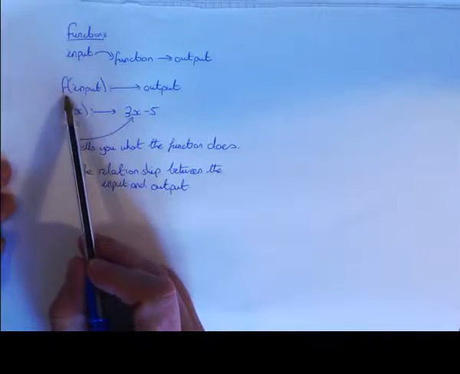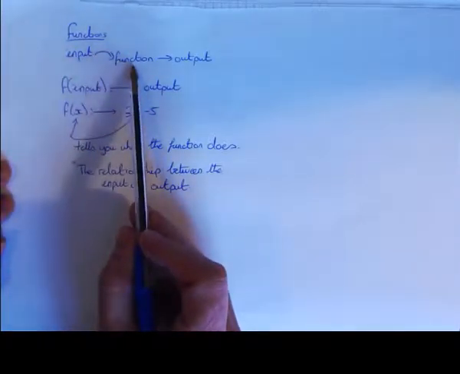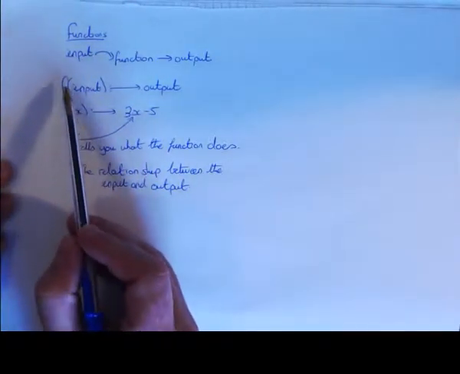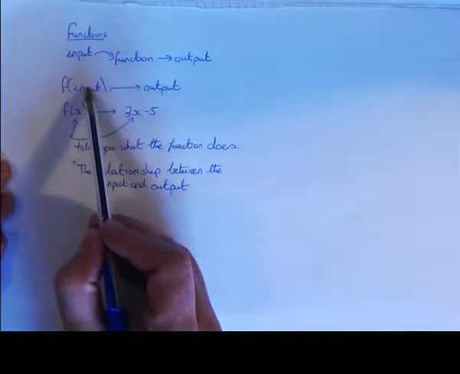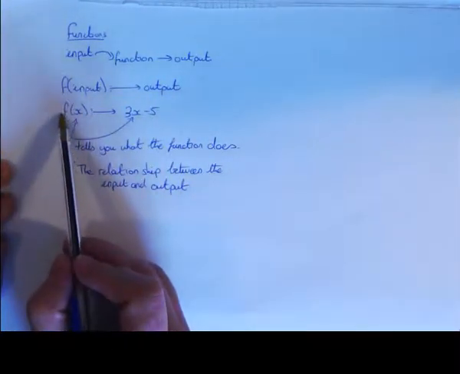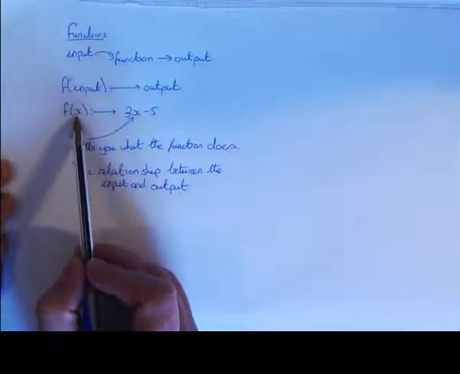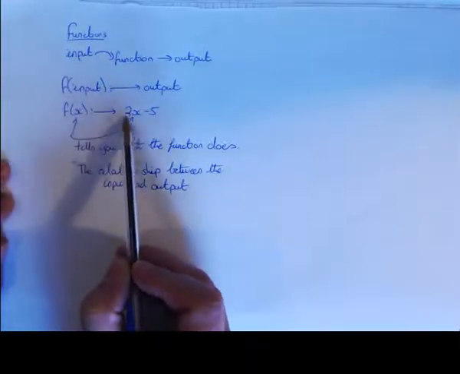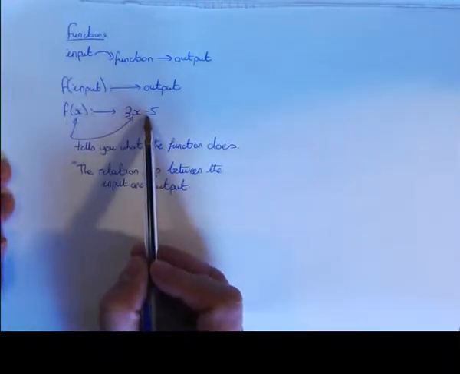Just another way of writing this. Instead of saying input goes into a function, this is how we write it. We write f bracket input, and that input is taken to an output. What you more likely see is f of x. x is just some input, takes us to 3x minus 5, for example.